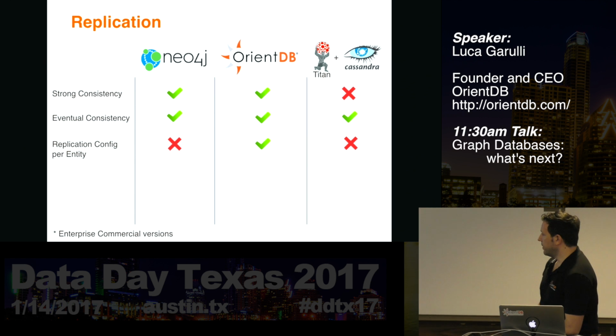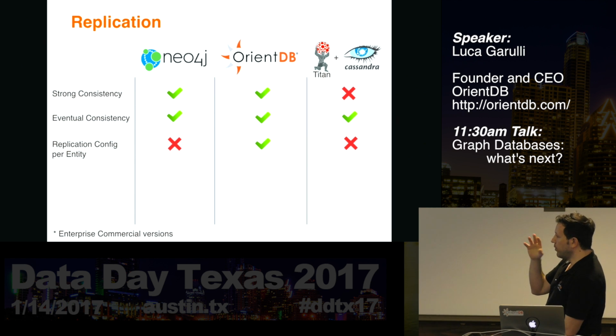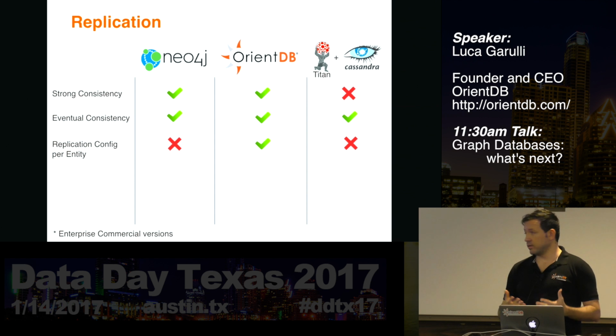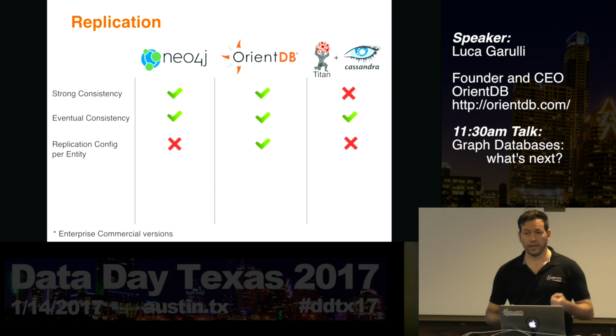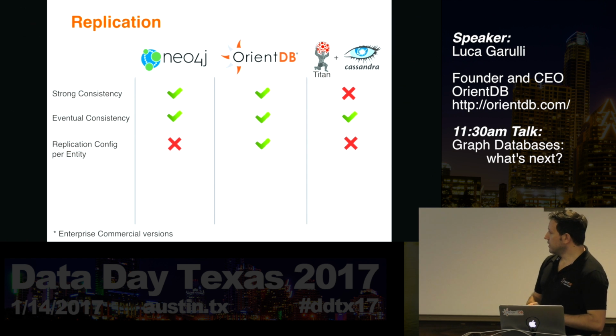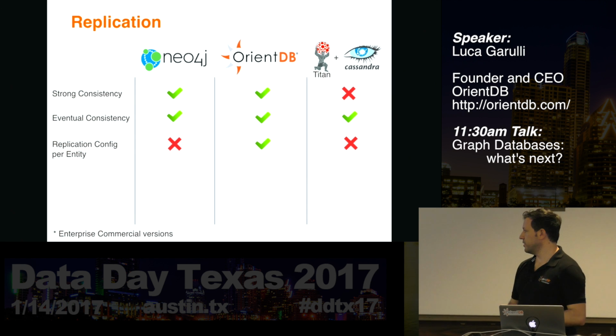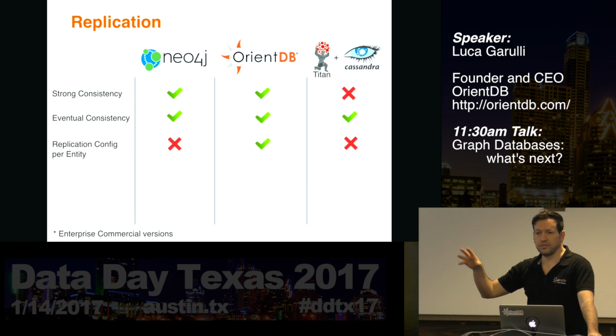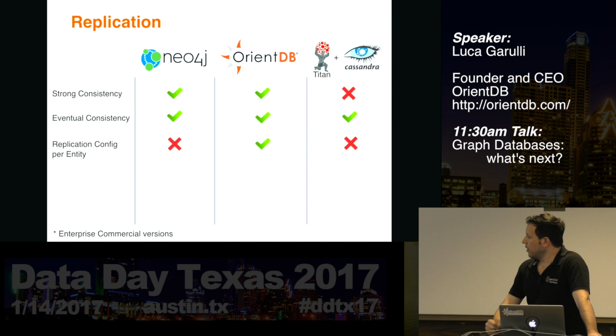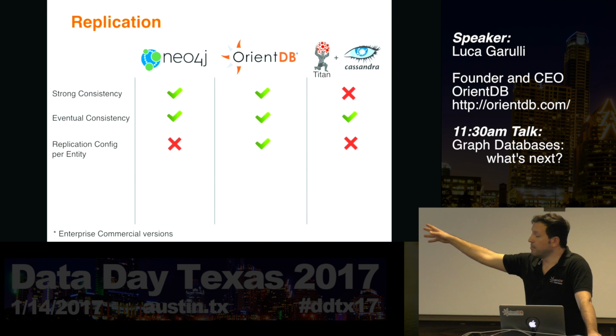So to recap about replication, both Neo4j and OrientDB have strong consistency. So they have real transactions, ACID transactions. So you can have begin, commit, rollback. Instead, Titan and Cassandra, every time I talk about Titan, it's always Titan and Cassandra, right? There is not this concept in Cassandra like a real transaction. Of course, all the products can support eventual consistency, so this is the default mode of Titan, but in both Neo4j and OrientDB, you can relax the consistency to be eventual if you want.